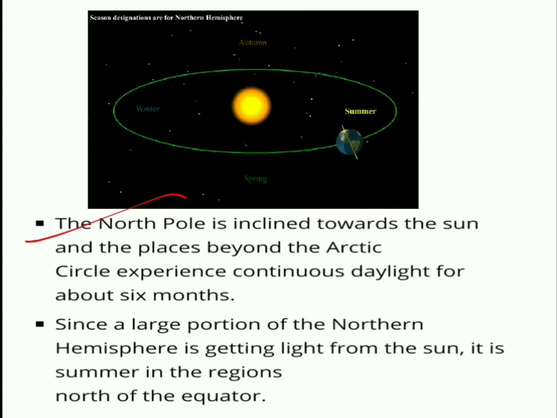So this region experiences continuous daylight for about 6 months. For those 6 months the earth experiences the summer season, in particular the Arctic Circle up towards the pole side of the north. And since a large portion of the northern hemisphere is getting light from the sun, it is summer in these regions. So in the northern hemisphere the earth experiences the summer season, north of the equator.